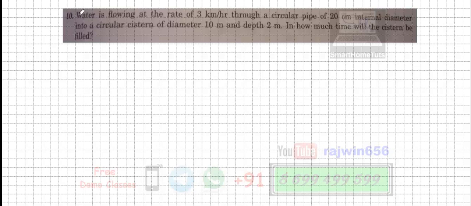Okay, question 10. Water is flowing at the rate of 3 kilometers per hour through a circular pipe of 20 centimeters internal diameter. Okay, so there is water flowing through the pipe. The speed of that water flow is 3 kilometers per hour. This is flowing into the cistern, that is a tank of diameter 10 meters and depth 2 meters. In how much time will the cistern be filled?